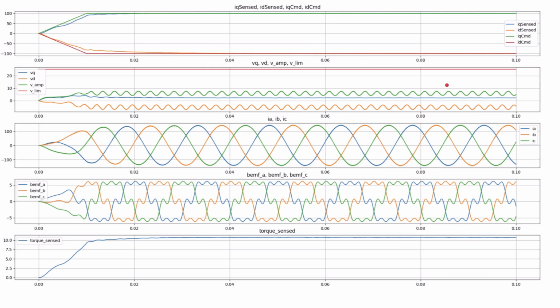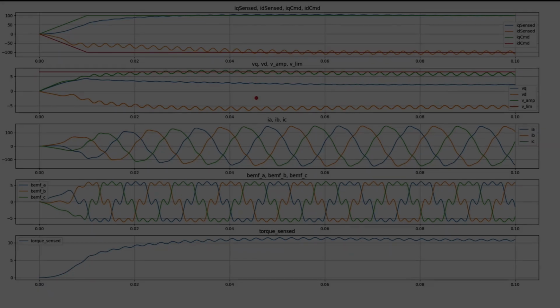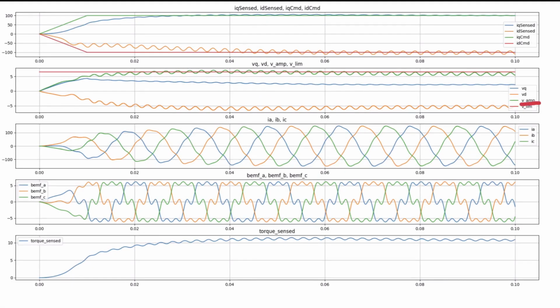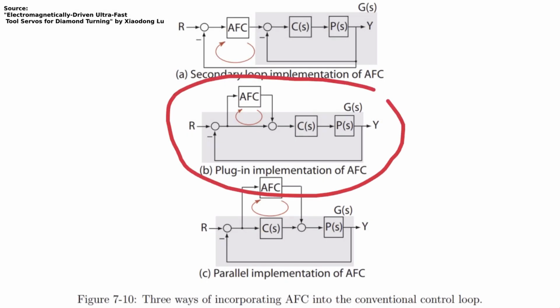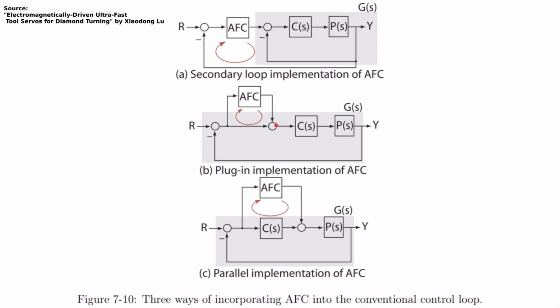Alright, let's move on to the second major issue, the voltage ripple. Let's take the same scenario without the AFC algorithm, but now I'll lower the supply voltage just to emphasize that the voltage amplitude is at its limit, so we can't push the controller any further, meaning we can't increase the power output. This time, we'll use the plug-in method, meaning the AFC algorithm's output directly changes the PI controller's input. We'll subtract the AFC's output from the current commands, and its input will still be the current error.